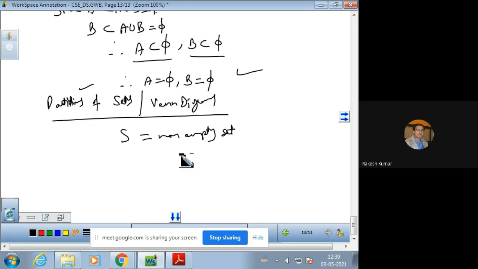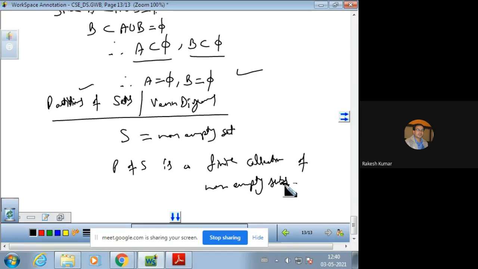इसको आप सिंपल वर्ड्स में और भी लिख सकते हैं. A partition P of S is a finite collection of non-empty subsets. Finite collection of A_i's. ये जरूर लिख लीजिए. Finite collection of A_i's of non-empty subsets of the set S.